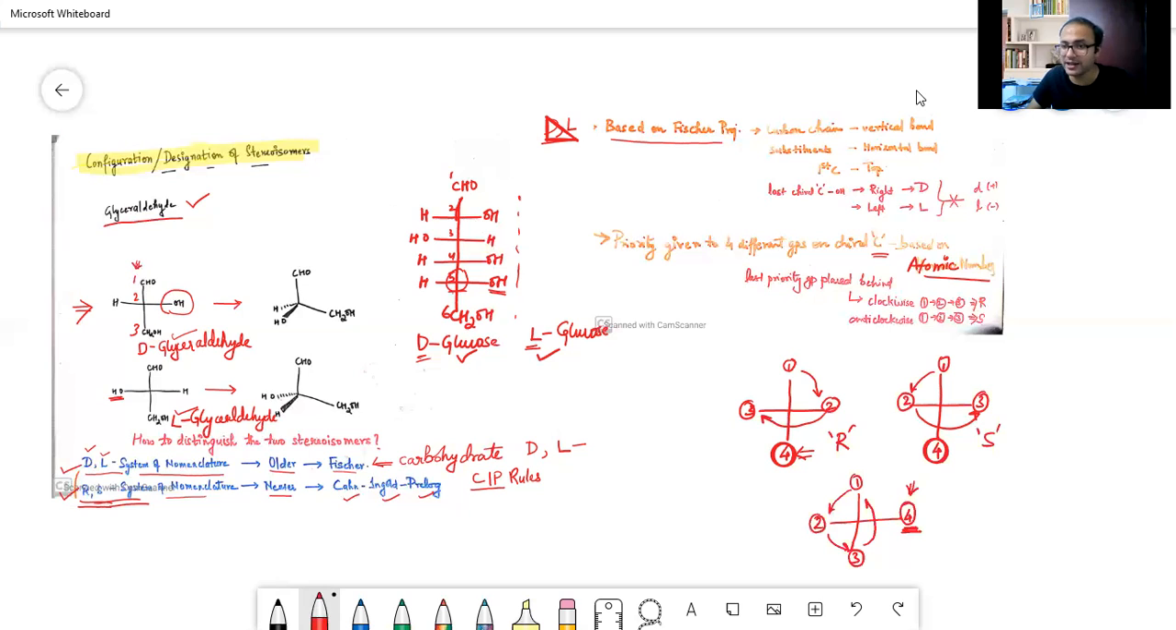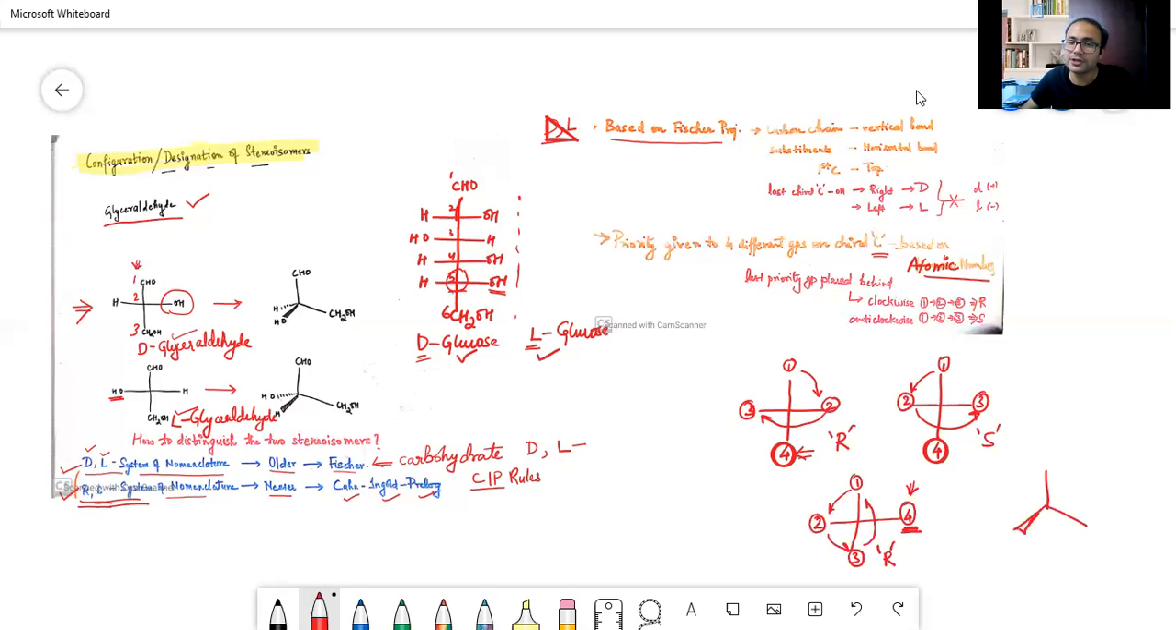Okay, so here according to this configuration, it is a clockwise manner. Okay, no, it's an anti-clockwise manner. So it's an S configuration that comes from this particular rotation. But since the fourth group is on the horizontal bond, therefore the configuration of this particular molecule would be nothing but R, that is opposite of what you originally see. Okay. Similarly, you can do this in the perspective formula as well.